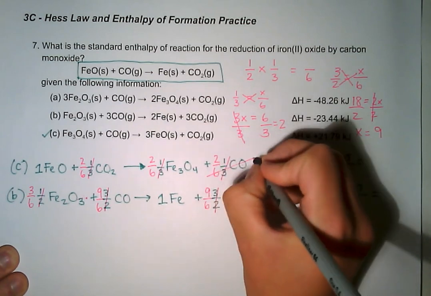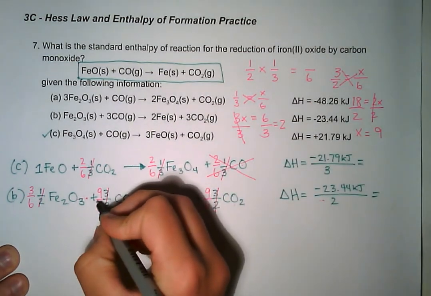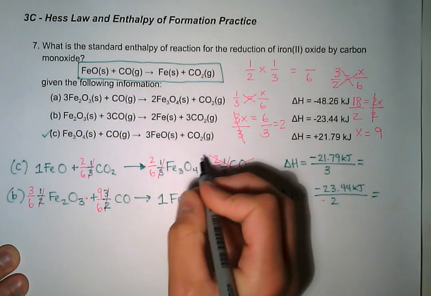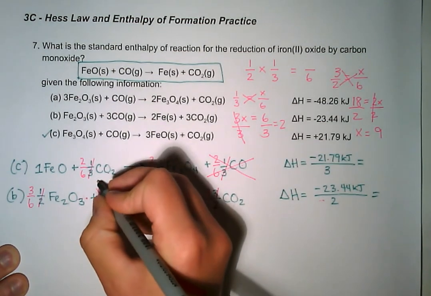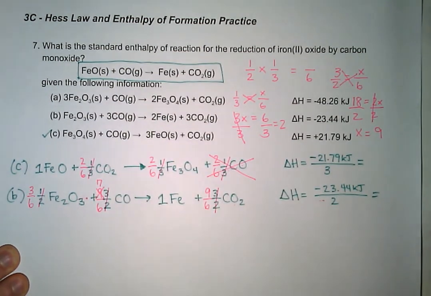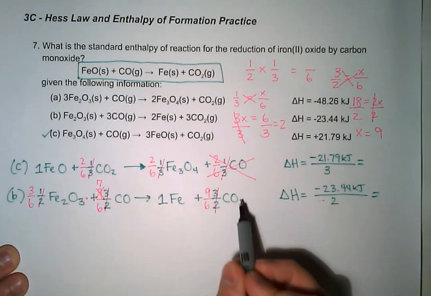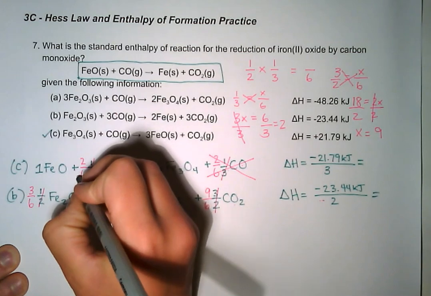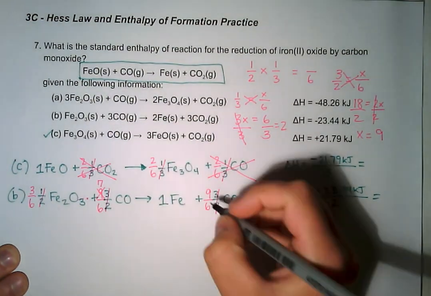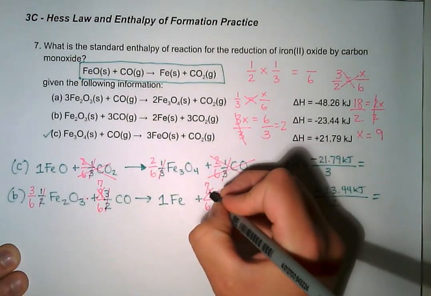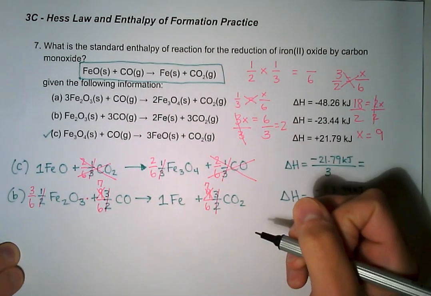So I'm going to cross this one out completely. And then instead of having 9/6, 9 minus 2 gives me 7/6 that are left. So now I have 7/6 down here. This 2/6 will cancel some of these 9/6 of my CO2, so I'm going to cross this whole one out. And now I'm going to have 7/6 CO2 down here.